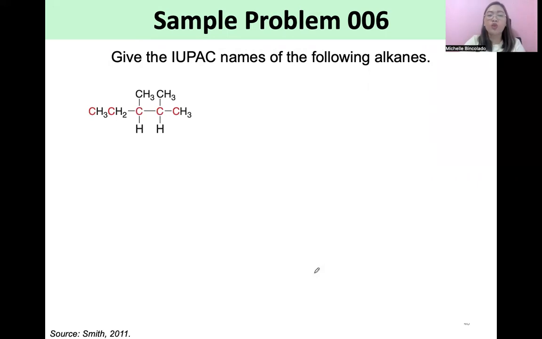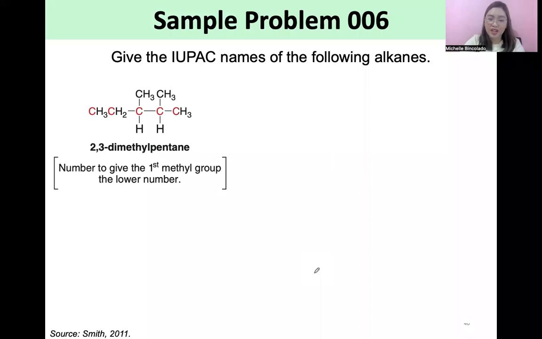So ayan guys, magka-count lang kayo. So 1, 2, 3, 4, 5. So parent name, that's step 1, di ba? Pentane. And then we find methyls at carbons 2 and 3. The complete name, 2,3-dimethylpentane. Okay? So again guys alphabetically arranged.